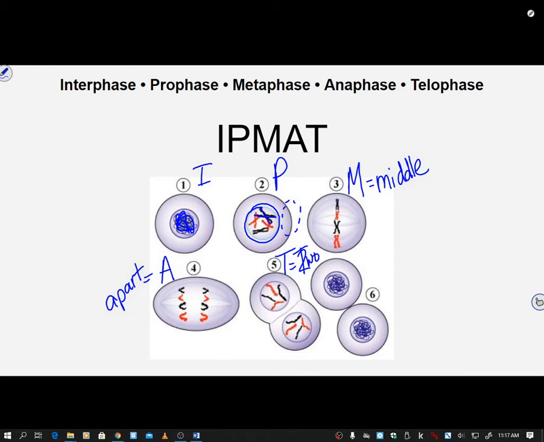Prophase, I don't really have anything good to go with it. If you can think of something, let me know. And then 6, we have cytokinesis, which our 2 cells are now 2. The cytoplasm has split into 2. All right, so those are the phases. Make sure you've labeled them.